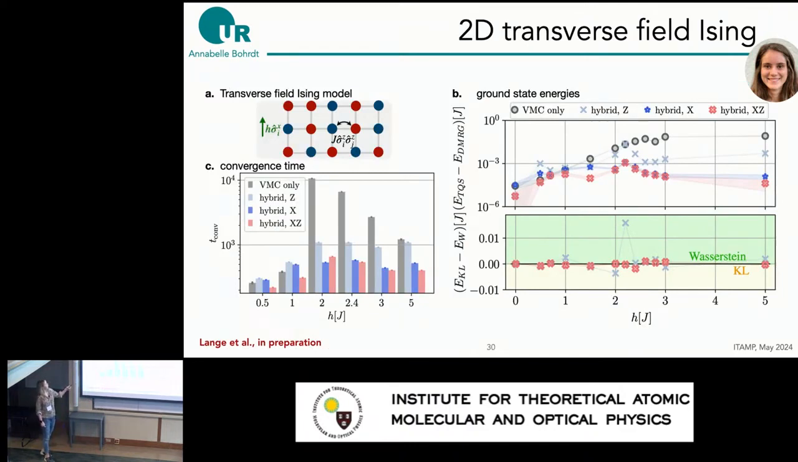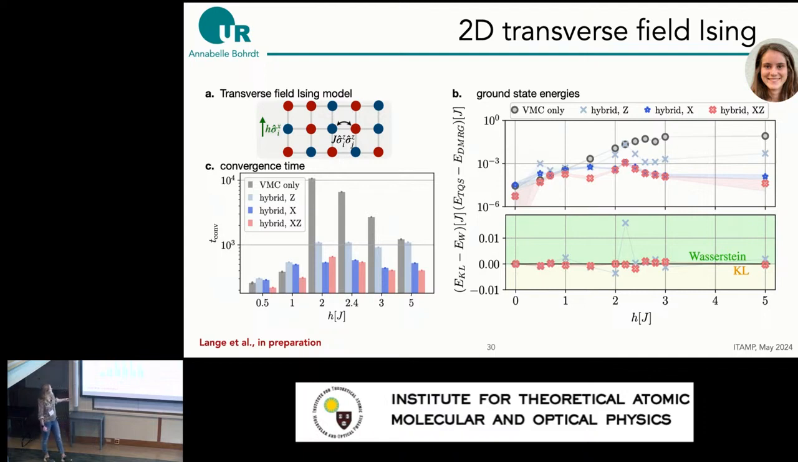Okay, and so maybe the first example that we're looking at is just a 2D transverse field Ising model. And again, now there's an additional curve, right? Because we can now do just the variational Monte Carlo, so just training on the Hamiltonian. We can do the hybrid learning where we just train in the Z basis. And we can do the hybrid training where we just train in the X basis. Or we can do the hybrid where we train in both the Z and the X basis.